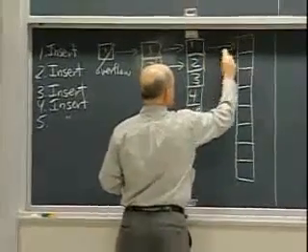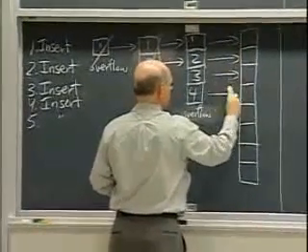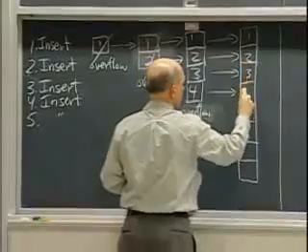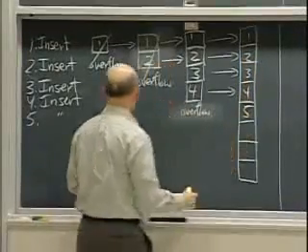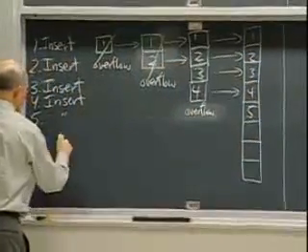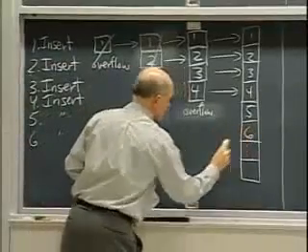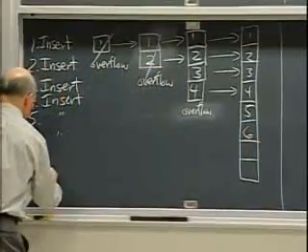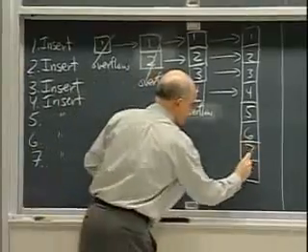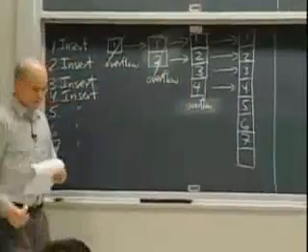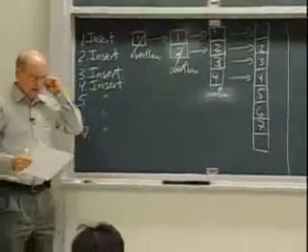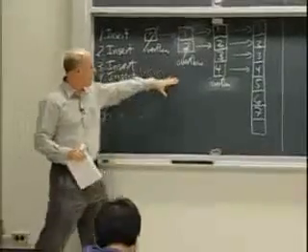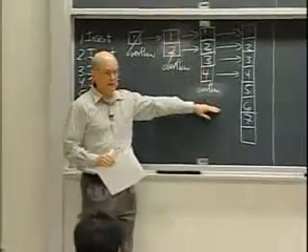Okay, copy these over. And now I can insert 5. And I can do 6, 7, etc. Okay? So everybody understand the basic idea. So whenever I overflow, I'm going to create a table of twice the size.